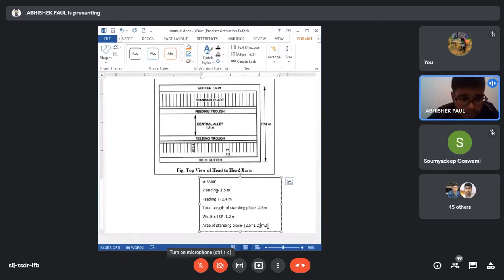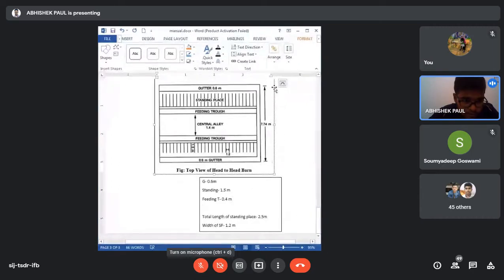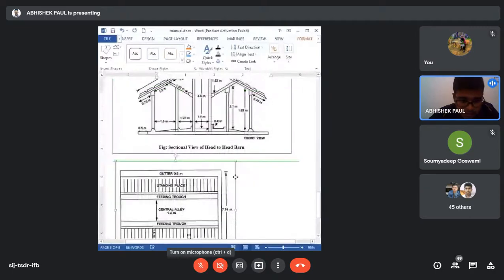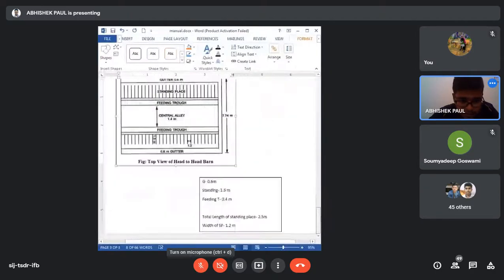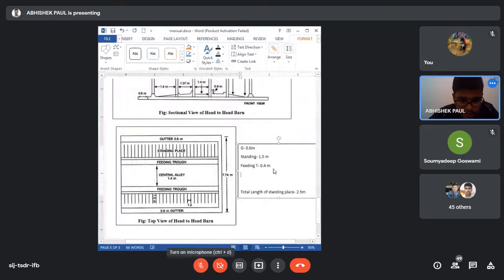How much feet square? So some mistake is there. Let me rectify that one. Okay. So this one, you see, the central area we did not calculate. Okay, central passage also it will come.